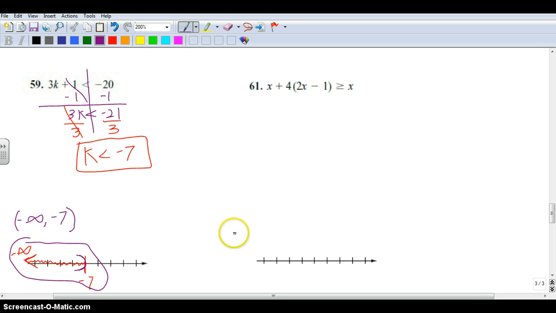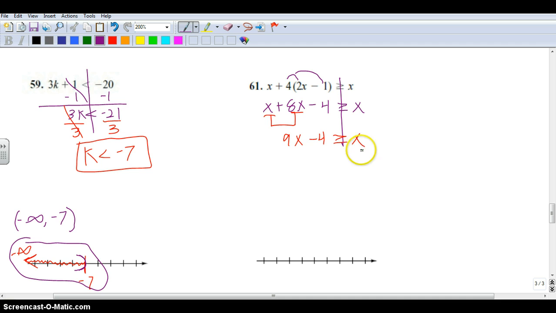All right, let's look at 61. It's not really as bad as it looks. You've got to distribute here. So let's see, x plus 8x minus 4 is greater than or equal to x. We'll go ahead and combine these. So we get 9x minus 4 greater than or equal to x.